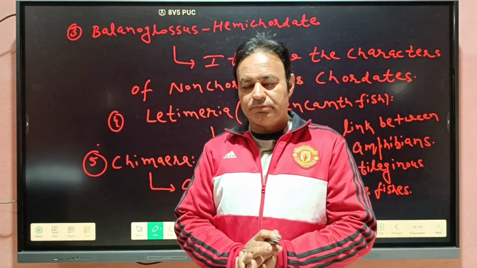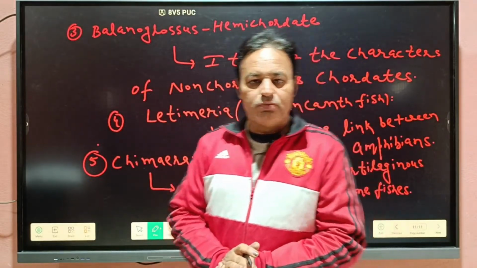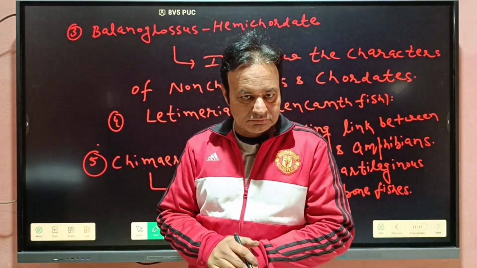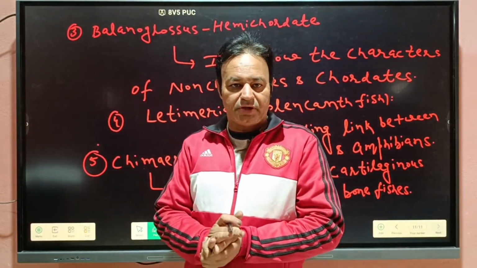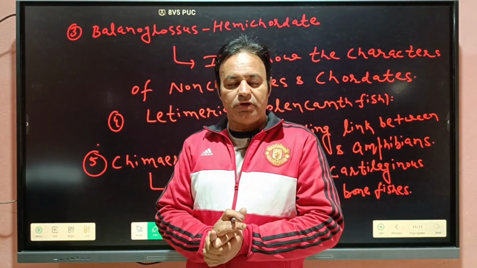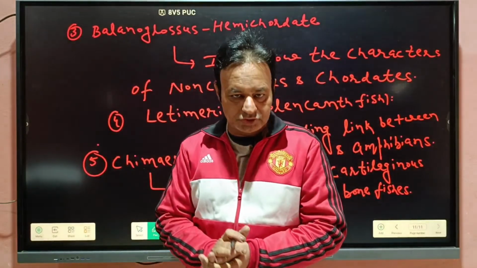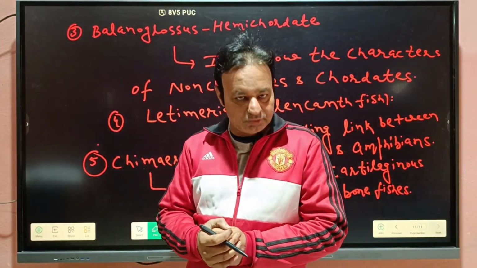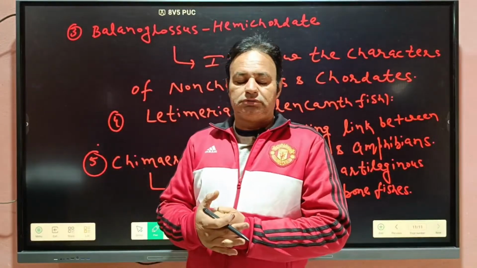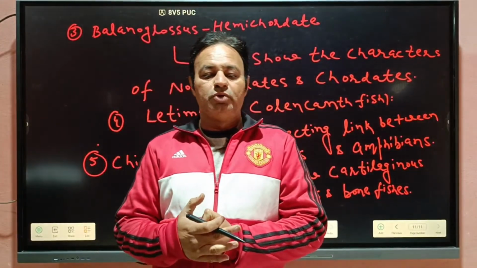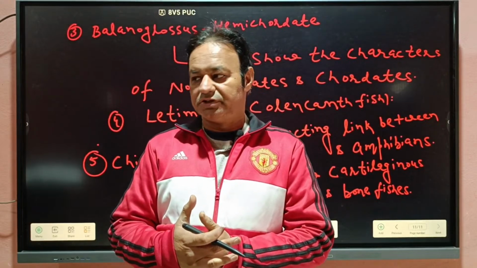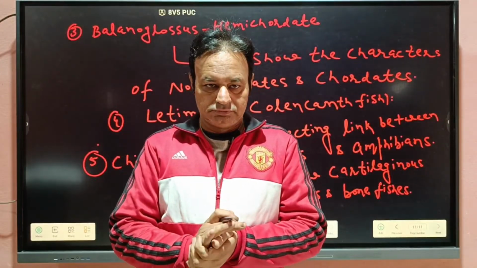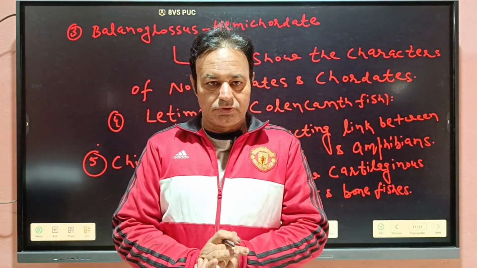Today I have discussed with you homologous organs, analogous organs, connecting links and various examples, along with the definitions of convergent evolution and divergent evolution. Analogous organs always show convergent evolution, and homologous organs always show divergent evolution. So I am ending my topic today.